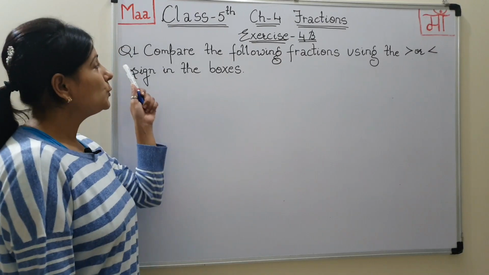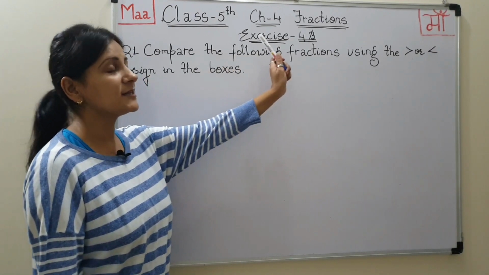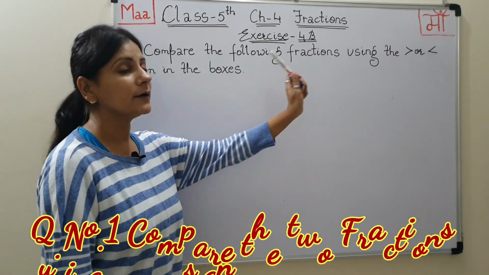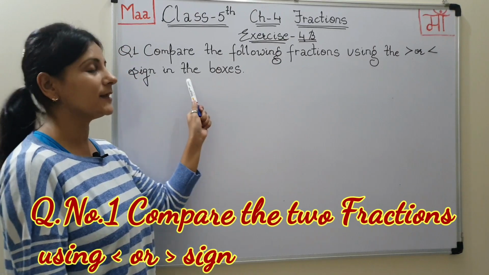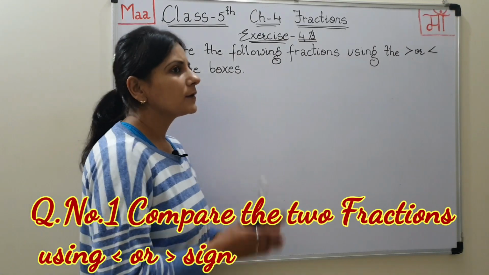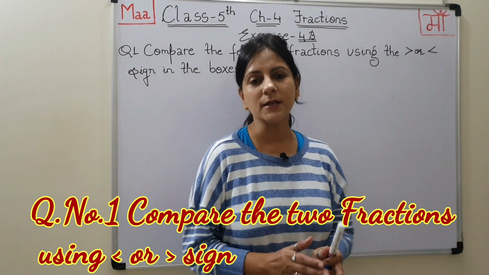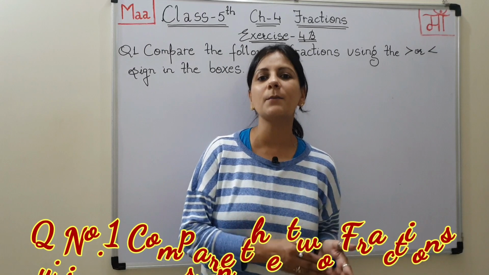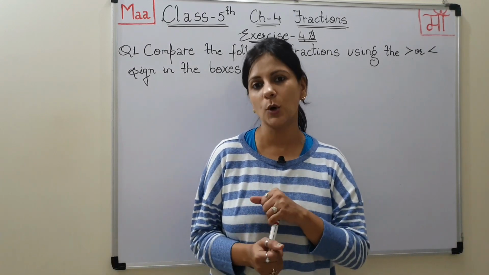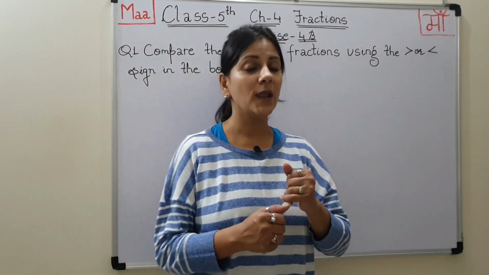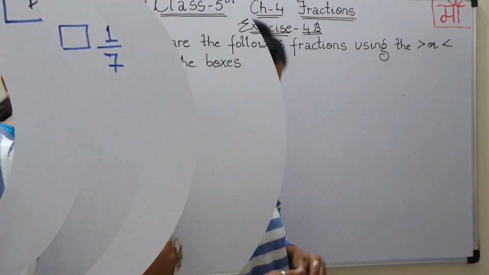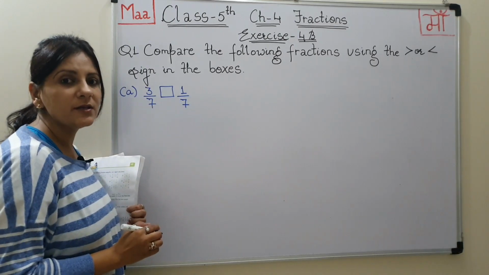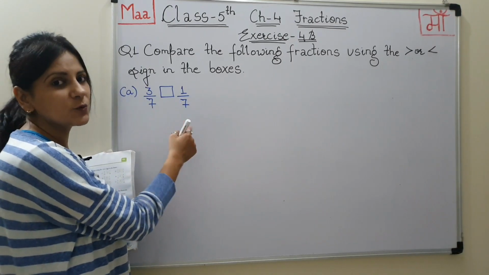Yes students, the very first question of exercise 4B is: compare the following fractions using the greater than or less than sign in the boxes. There are some parts in this question and we have to compare those fractional numbers to find out which number is greater and which one is smaller. Fine. So let's begin with A part. A part is 3 upon 7 and this side 1 upon 7. We have to compare which one is greater.